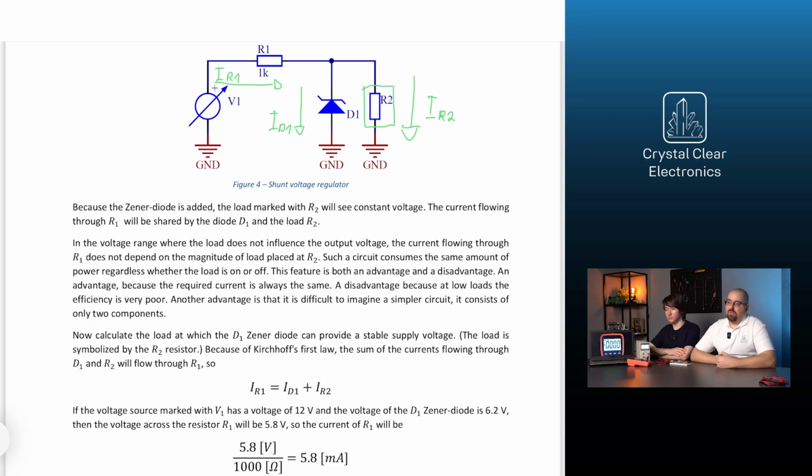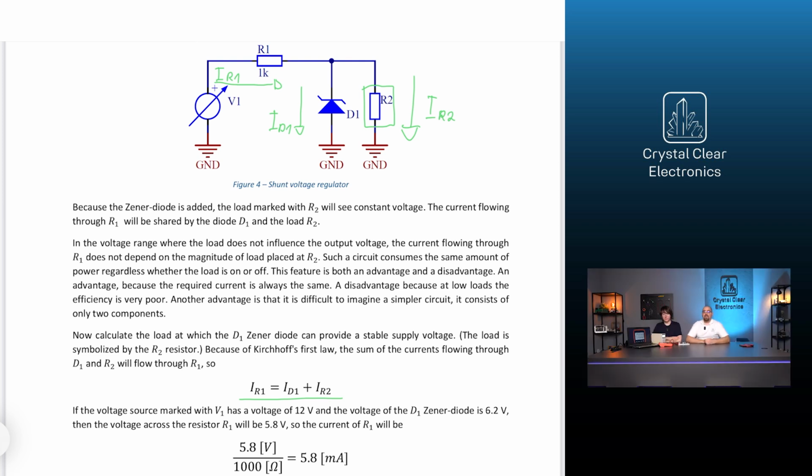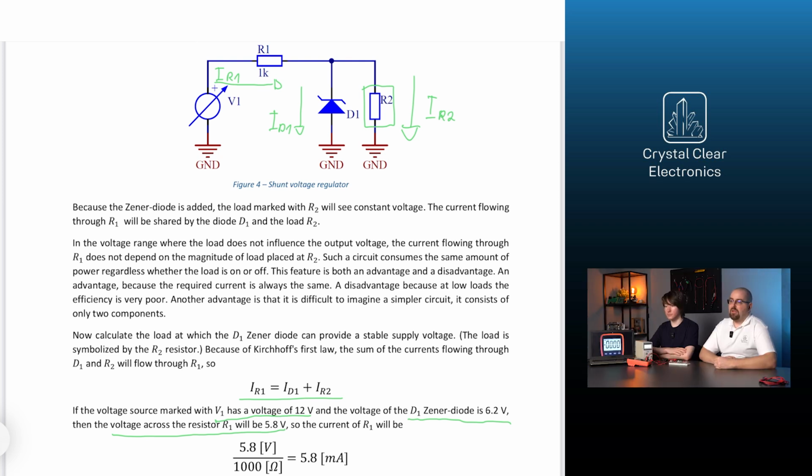Now calculate the load at which the D1 Zener diode can provide a stable supply voltage. Because of Kirchhoff's first law, the sum of the currents flowing through D1 and R2 will flow through R1. If the voltage source marked with V1 has a voltage of 12 volts and the voltage of the D1 Zener diode is 6.2 volts, then the voltage across the resistor R1 will be 5.8 volts, so the current of R1 will be calculated as 5.8 volts divided by 1000 ohms is 5.8 milliamps.